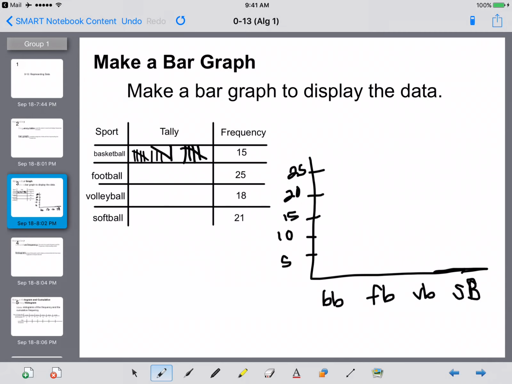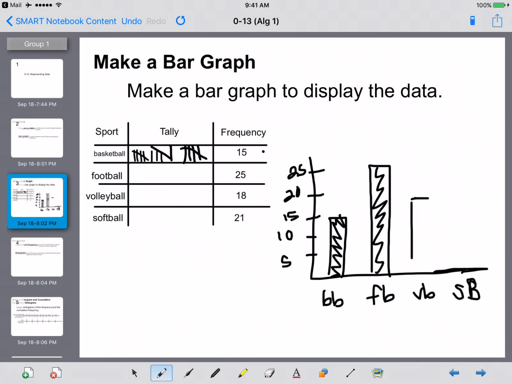So our basketball is at a frequency of 15. So it goes up to the 15. Boom. Football, 25. So it goes all the way up to the 25. Volleyball is at 18, so it's somewhere in between this 15 and 20. And then softball is 21, so it's a little above the 20. So there's our bar graph displaying our data. That's simple.